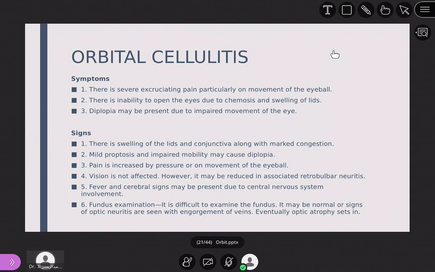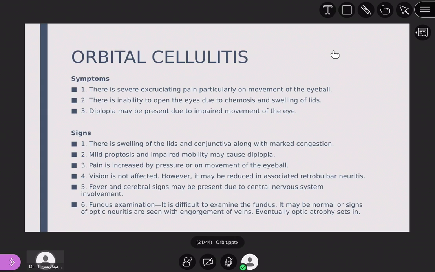However, in orbital cellulitis we have many signs that are absent in preseptal cellulitis. Vision is impaired, ocular motility is impaired, pupil reaction is impaired in orbital cellulitis. Pain with movement is mostly with orbital cellulitis. So if you find the movement is impaired, if you find vision is impaired, if you find pupillary reaction is impaired, this is orbital cellulitis, not preseptal.